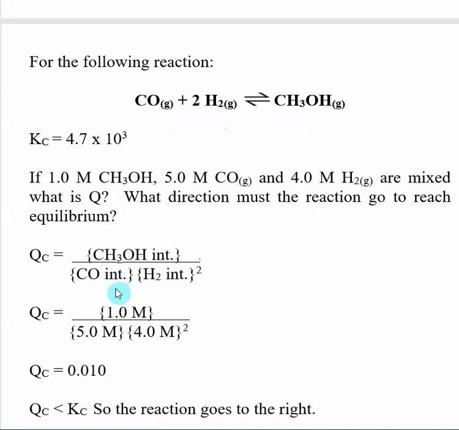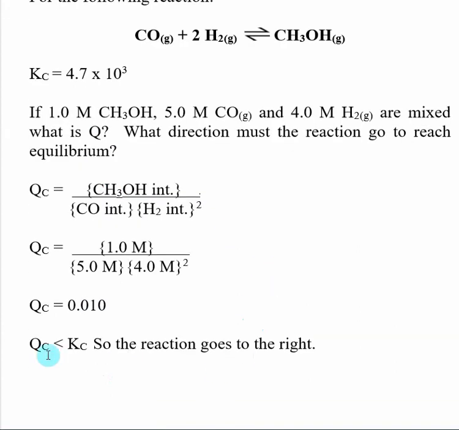So here, because we're using non-equilibrium values or possibly non-equilibrium values, the number we're going to get out is Q. So I plug the numbers given into my equilibrium expression and I get a value out. And in this case, the value is 0.010. I then compare Q to K, and in this case, Q is less than K. That means the reaction must go to the right to reach equilibrium.